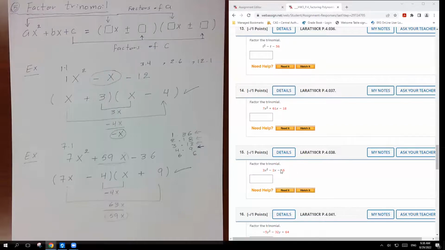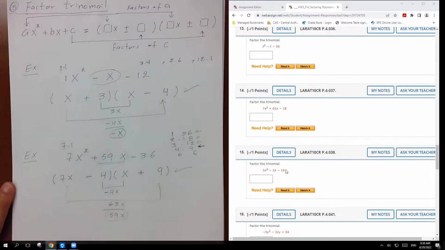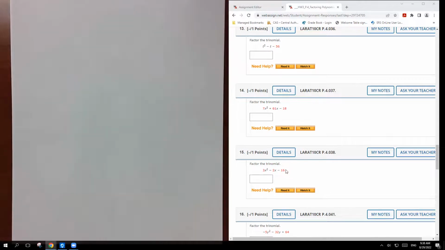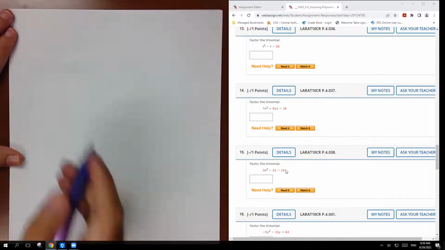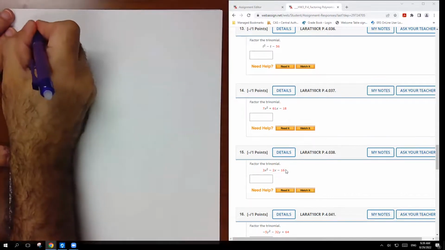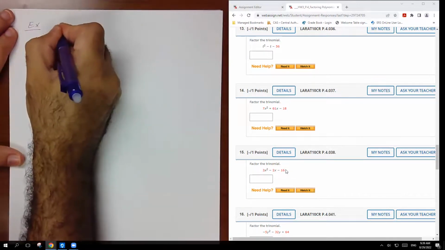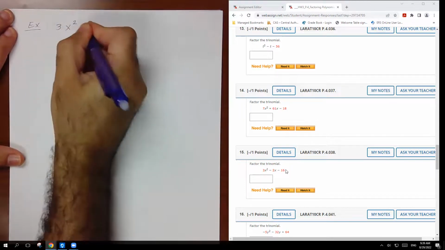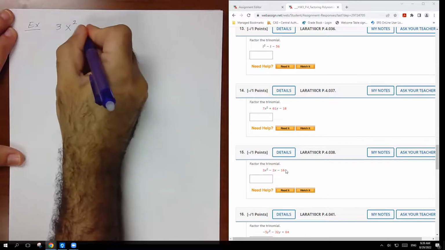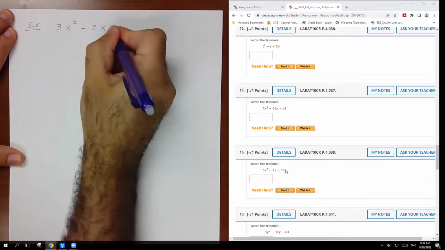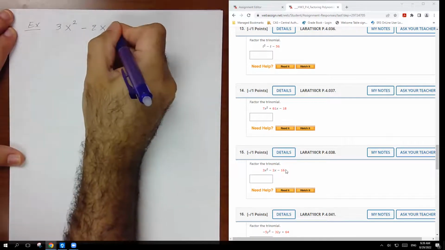That means it's 3 terms. We're going to use this method. I'm going to solve this example from UPaSign. So they're telling you to factor the trinomial. That means we have 3x squared minus 2x minus 16.